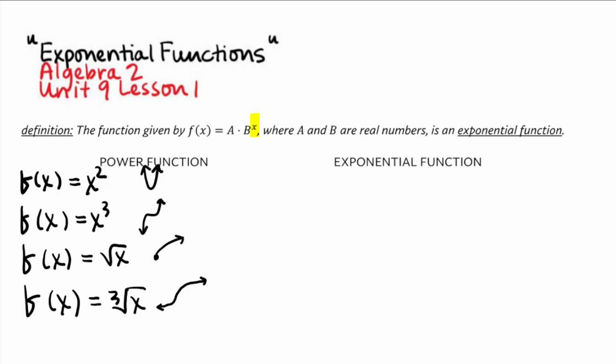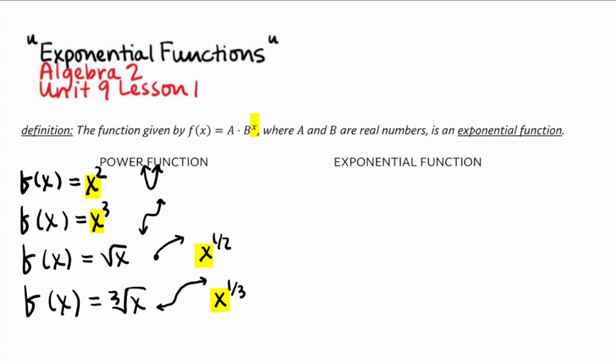And what we learned recently was that we could write square root x as x to the positive 1/2 power, and cube root of x was x to the positive 1/3 power. And what I want to point out about these is that x is the base of the exponential expression. So that's what makes it a power. It's some power of x.